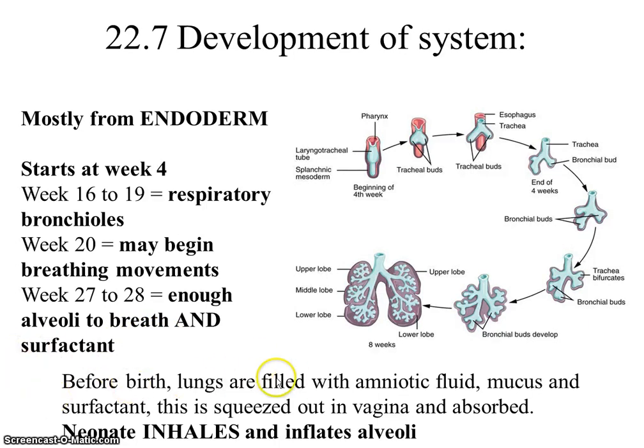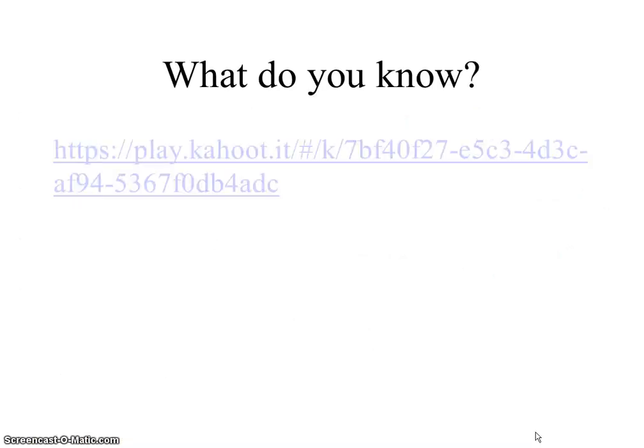So before birth, the lungs are actually filled with amniotic fluid. This is a fluid you are surrounded by, and of course it moves in and out. There's mucus and surfactant, and this is squeezed out in the vagina and absorbed, right? So it's going to be absorbed by the rest of the body, or expelled. And the neonate will inhale and inflate the alveoli for the first time. All right? And that pretty much finally gets us through this chapter.